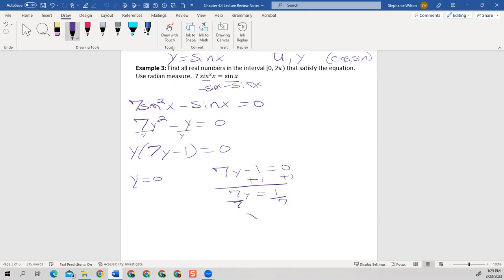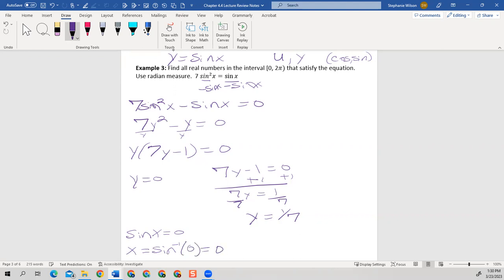Okay. So now that I solved for it, I added the -1 to both sides. I divided by the 7. So now I have y equals 0 and y equals 1/7. So now let's put in its place of y, which is sine of x, right? Is equal to 0. Let's find its inverse. So we get x is equal to sine inverse of 0, which is 0.